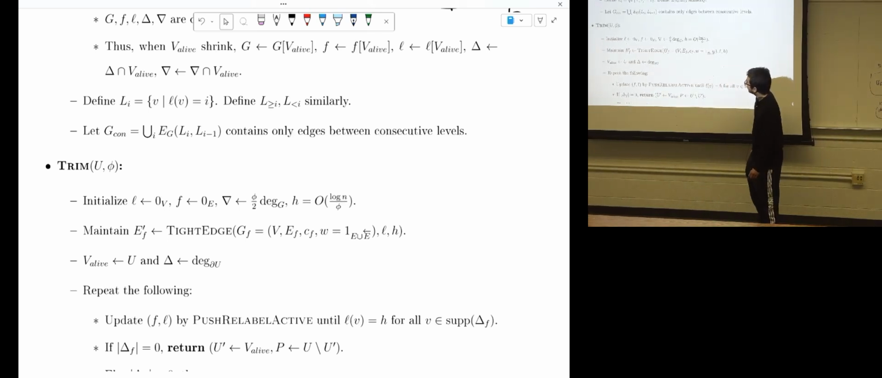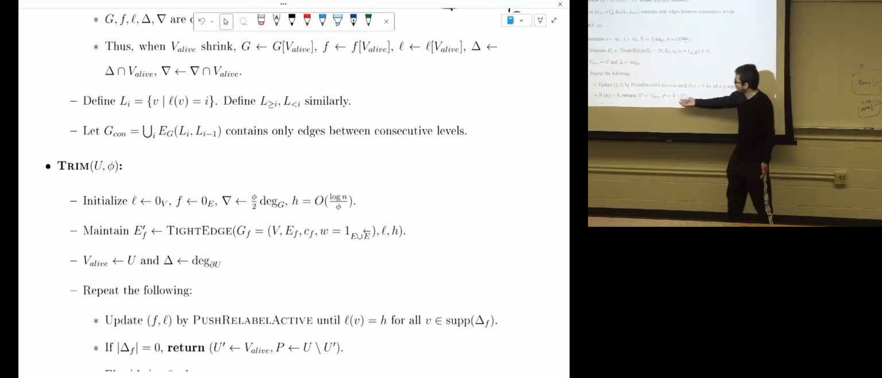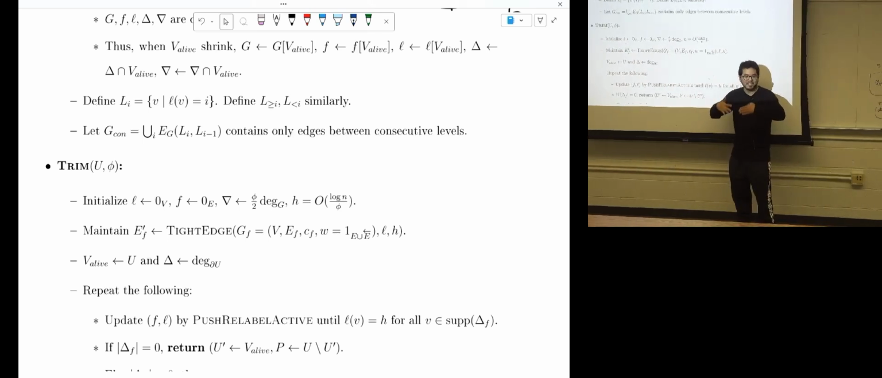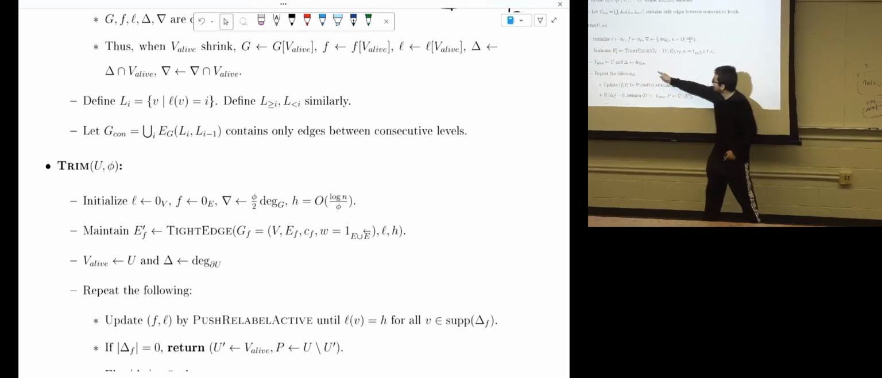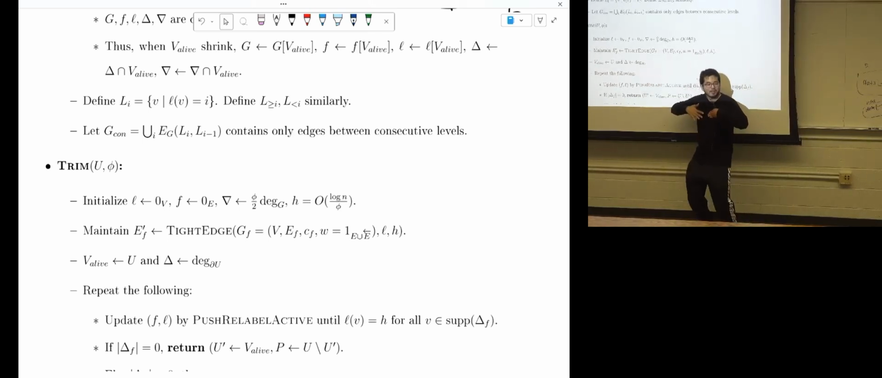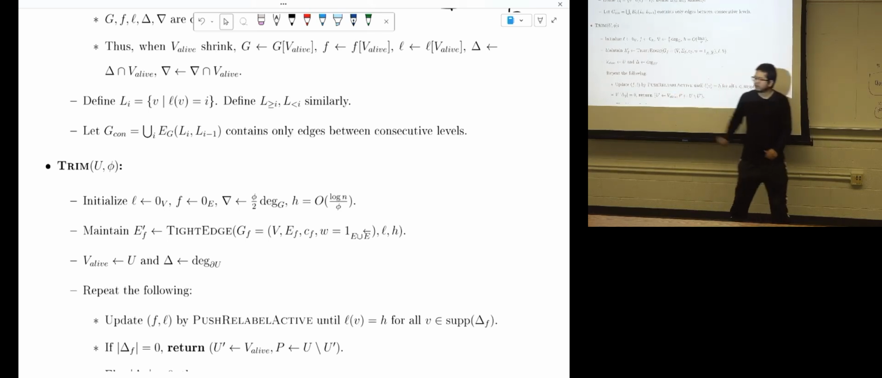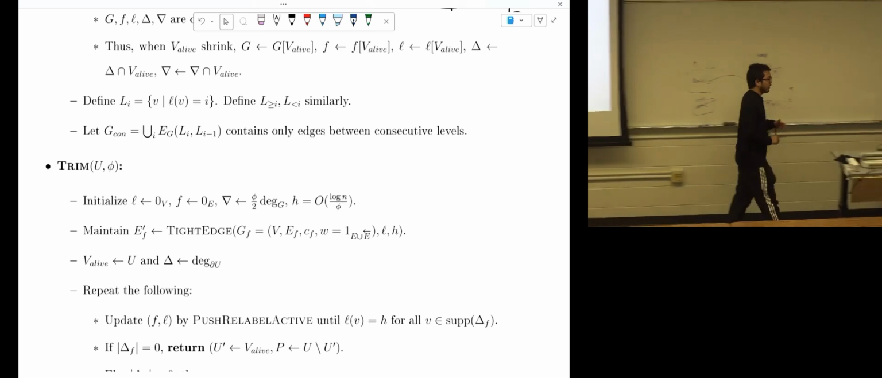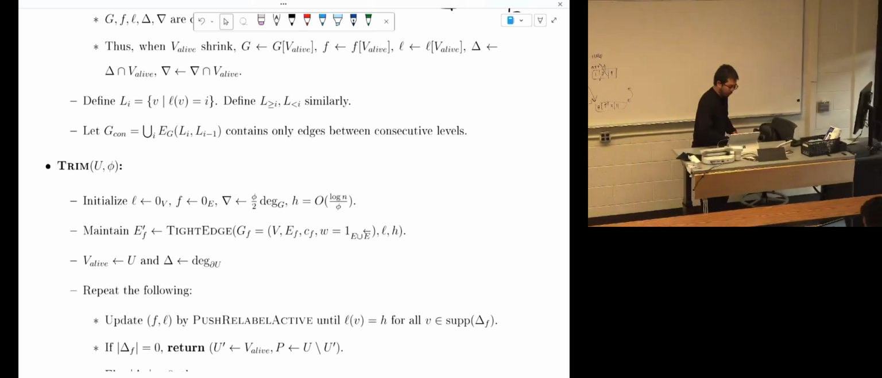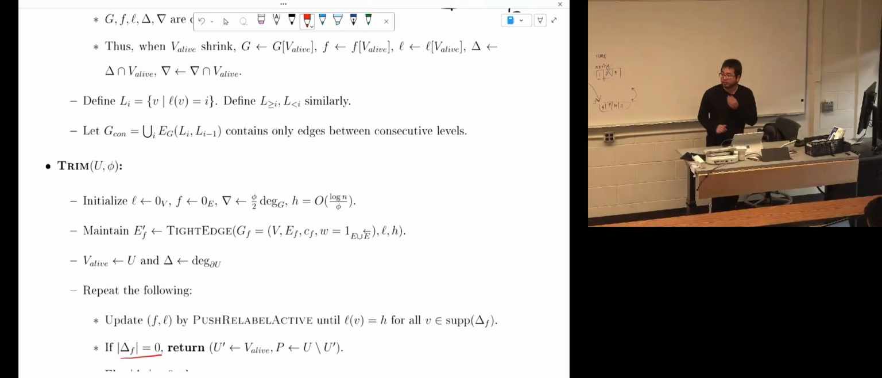Okay. And this makes total sense, right? Because if this is the case, it just means what? It means that we successfully send flow from the battery to inside the alive set. And we are done. We certify that U prime is expanding inside.